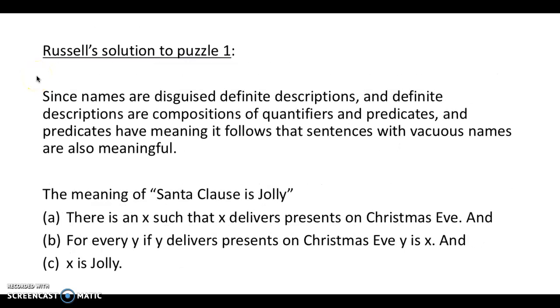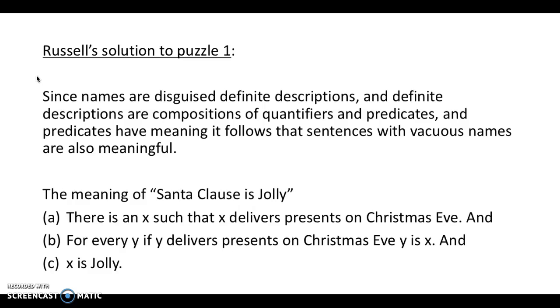So how does Russell solve the first problem, the problem of vacuous terms? Well, remember, for Russell, all proper names, Hector, Aristotle, Santa Claus, are really just disguised definite descriptions. And disguised definite descriptions are just a collection of quantifiers and predicates. That's all that they are. So when we say something like Santa Claus, by the name Santa Claus there's presumably some kind of definite description associated with it, for instance, the individual that delivers presents on Christmas Eve.